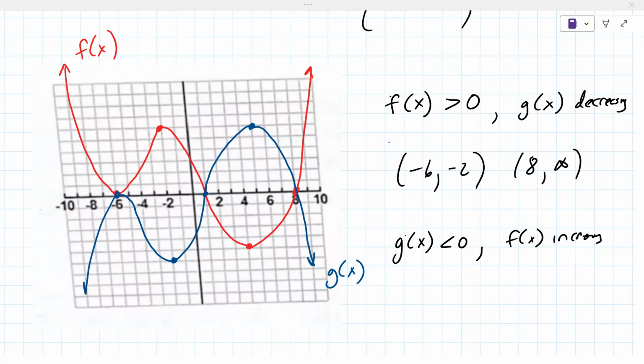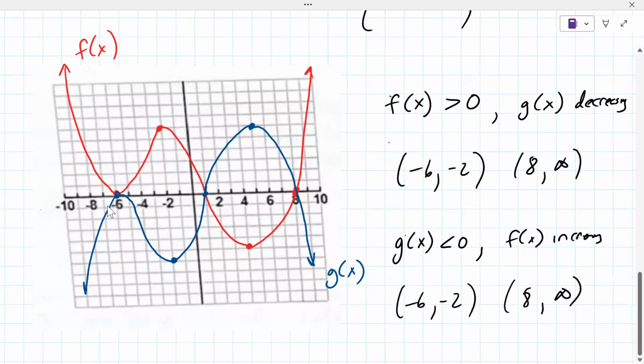All right, I got it. From -6 to -2 and from -8 to infinity. I'm sorry, -6 to -2, and then you said 8 to infinity? Yeah, 8 to infinity. Okay, so g of x is less than 0. Okay. f of x is not increasing. Oh, you said -6. I'm sorry. That one is good. Sorry, I misunderstood. My own fault. Now from 8 to infinity, it's the same thing.